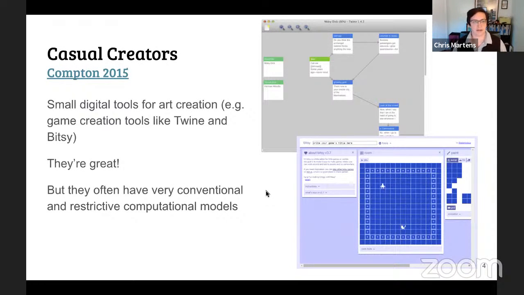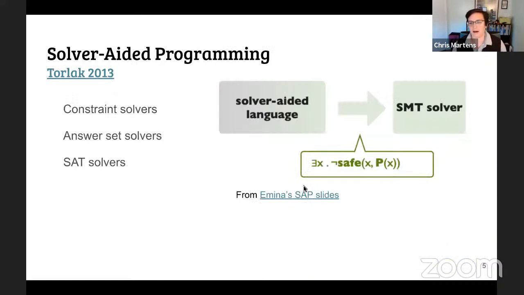So examples of casual creators, first introduced in Kate's 2015 paper, include small digital tools for game creation like Twine and Bitsy, which are on the screen. These are a realm of tools that definitely already exist, and they have a lot of very successful things about them. But where I would see them falling short is that they often have very conventional models of computation that, I think, unnecessarily restrict the expressivity.